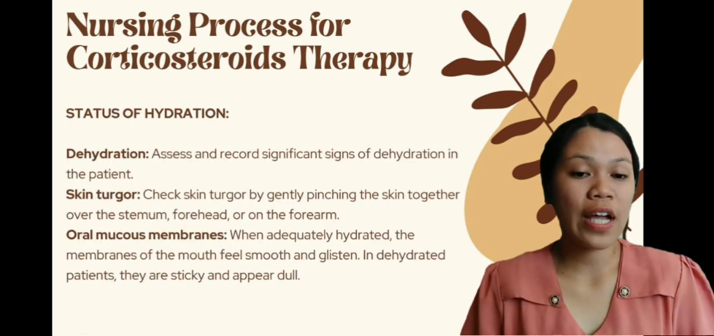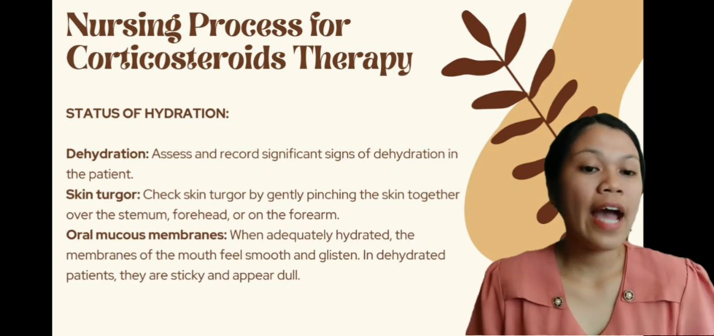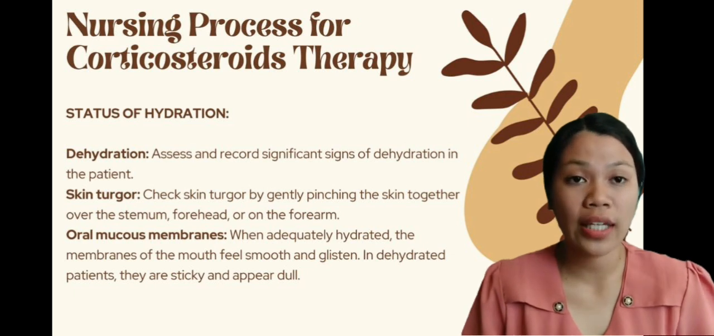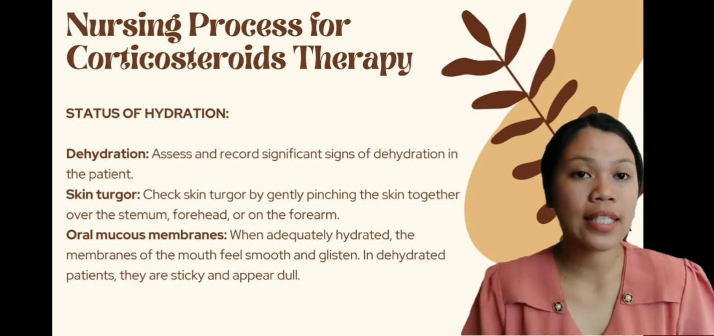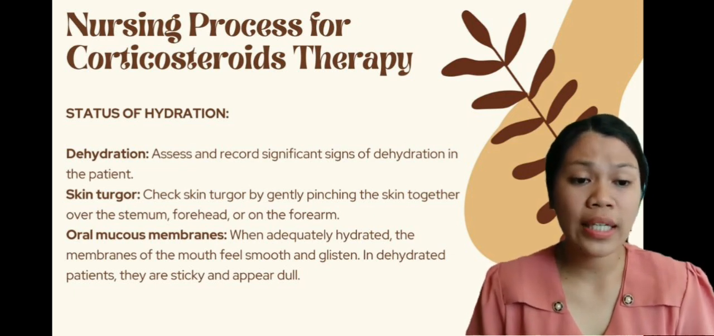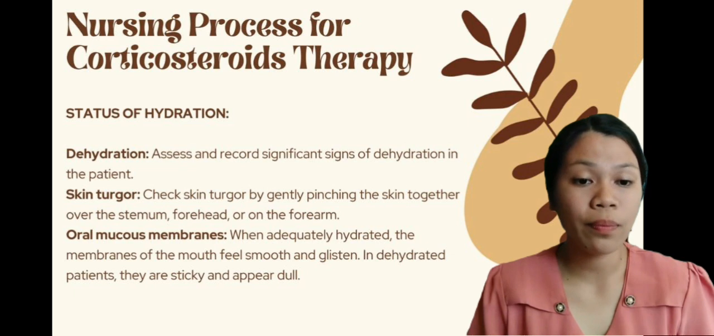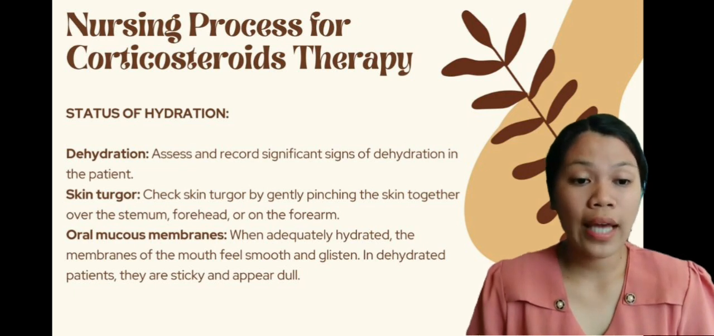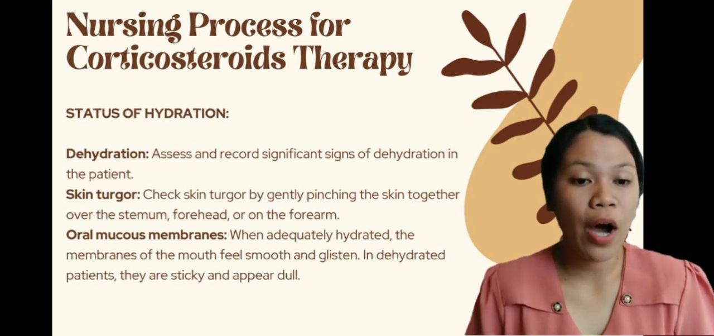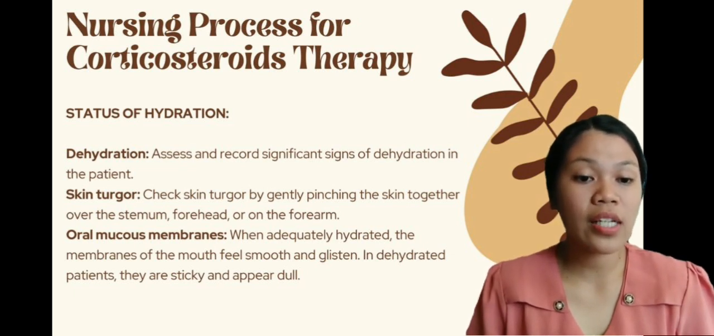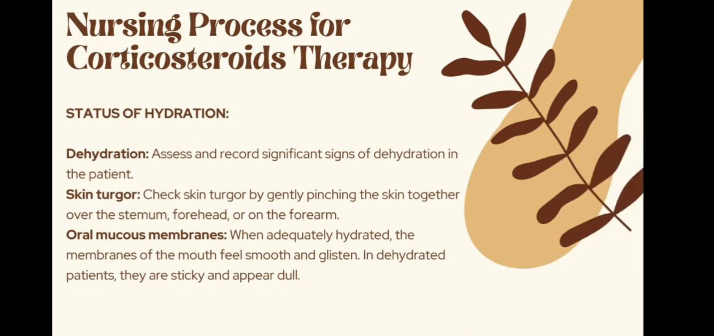Next is the status of hydration of the patient. Dehydration. Assess and record significant signs of dehydration in the patient. Next is the skin turgor. Check skin turgor by gently pinching the skin together over the sternum, forehead, or in the forearm. Next is the oral mucous membranes. When adequately hydrated, the membranes of the mouth feel smooth and glisten. In a dehydrated patient, they are sticky and appear dull.